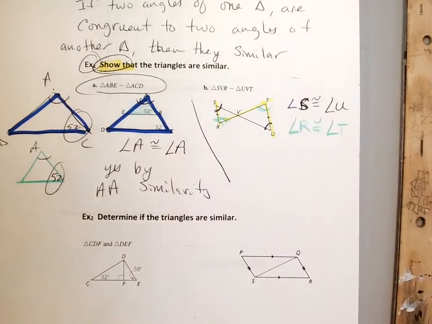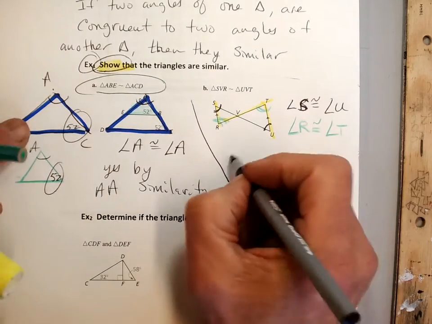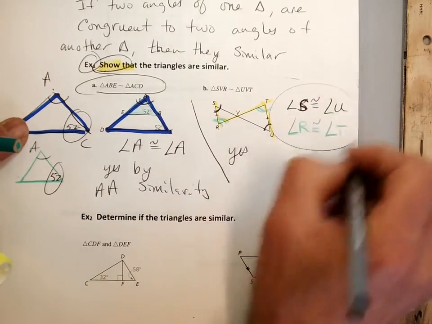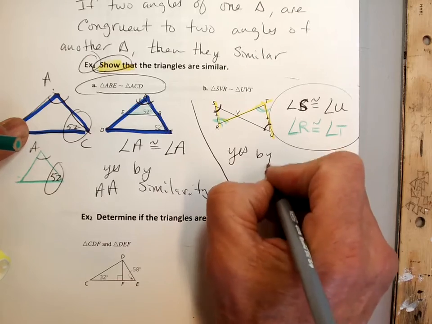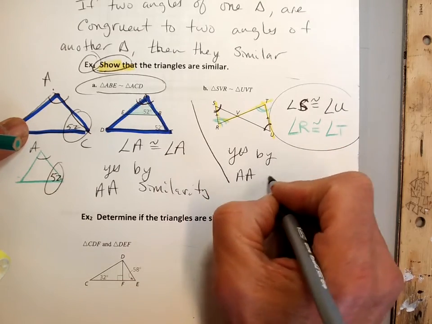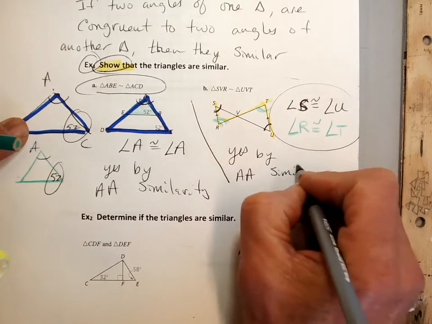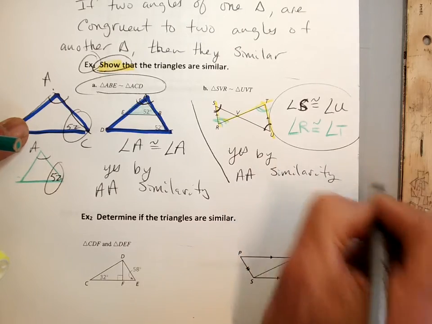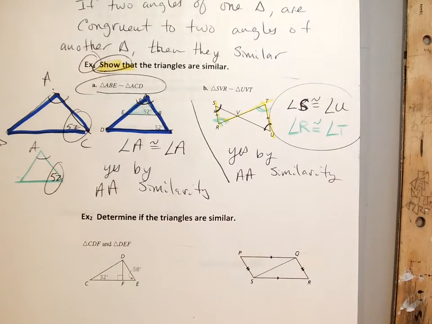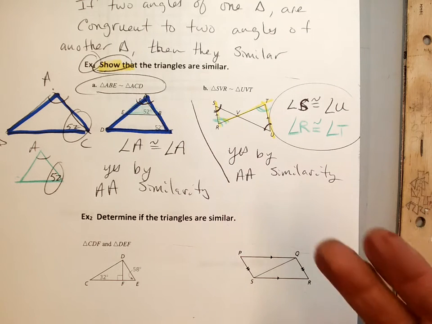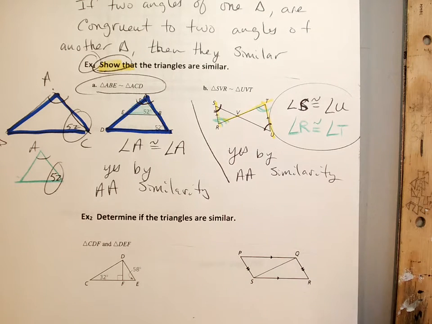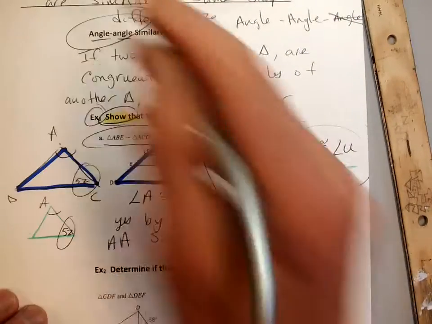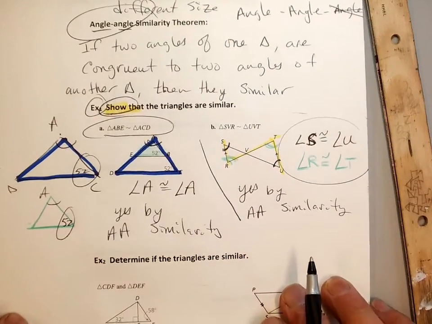I just needed 2 angles, so I can say yes. So I showed it. Remember, see how I showed it? Yes. By angle, angle similarity. Okay, so all you have to do is this. The goal is to find 2 angles that are equal to the other 2 angles. That's our goal, to find 2 angles that are equal to the 2 angles of the other triangle.